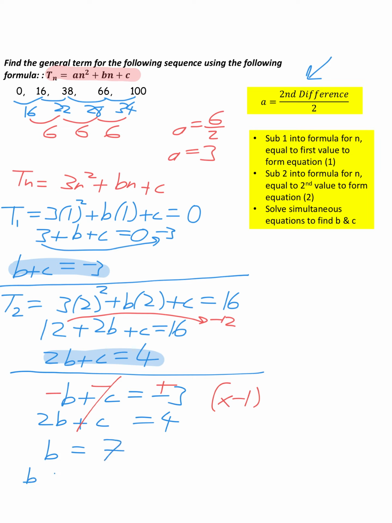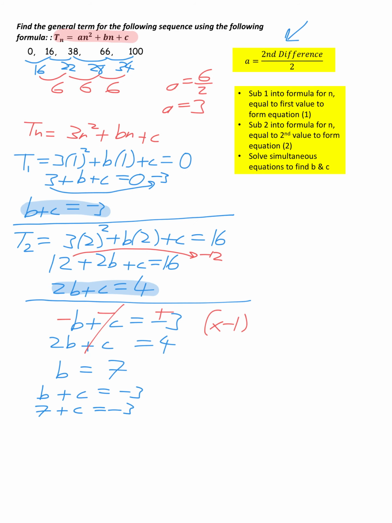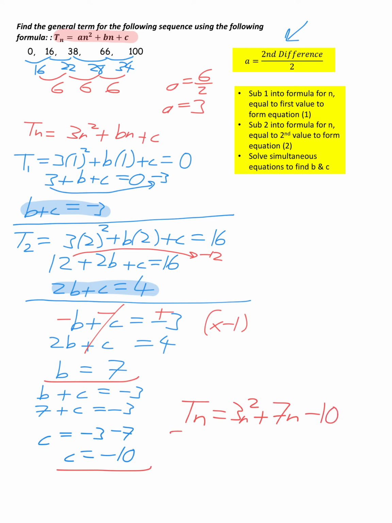Okay, so I'm going to sub this now into the first equation because that's a lot easier. So then we'll have 7 plus c equals minus 3. So then bring the 7 to the other side, so we have minus 3 minus 7, so c equals minus 10. So there are two values. Okay, so our final answer would be Tn equals, we already had the 3n squared. Now b is 7, so that would be plus 7n. And then c is minus 10, so minus 10. So there is our final answer.